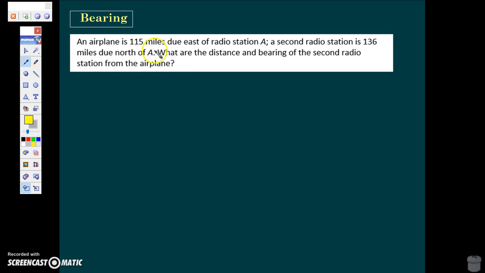An airplane is 115 miles due east of radio station A. Let's have this red dot as the position of station A. Let's call it point A. Then 115 miles due east. So we have here due east, and there's the airplane.